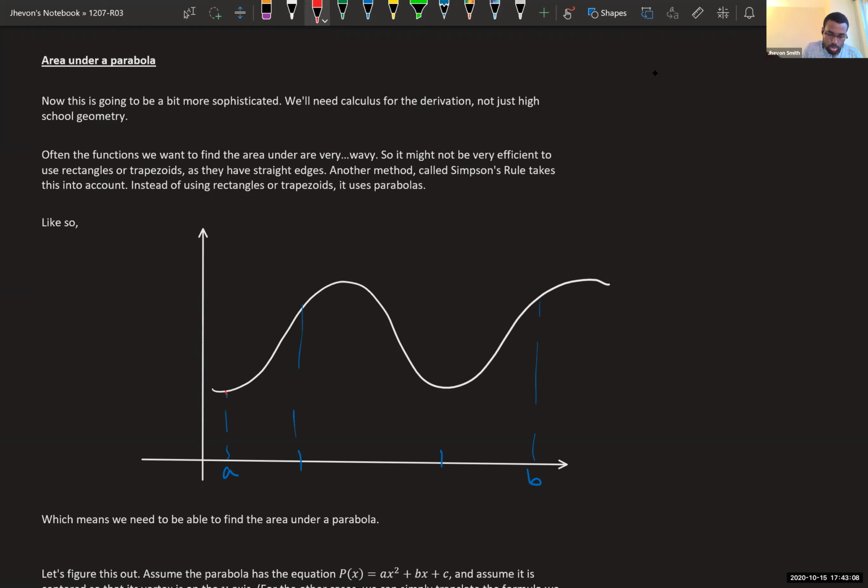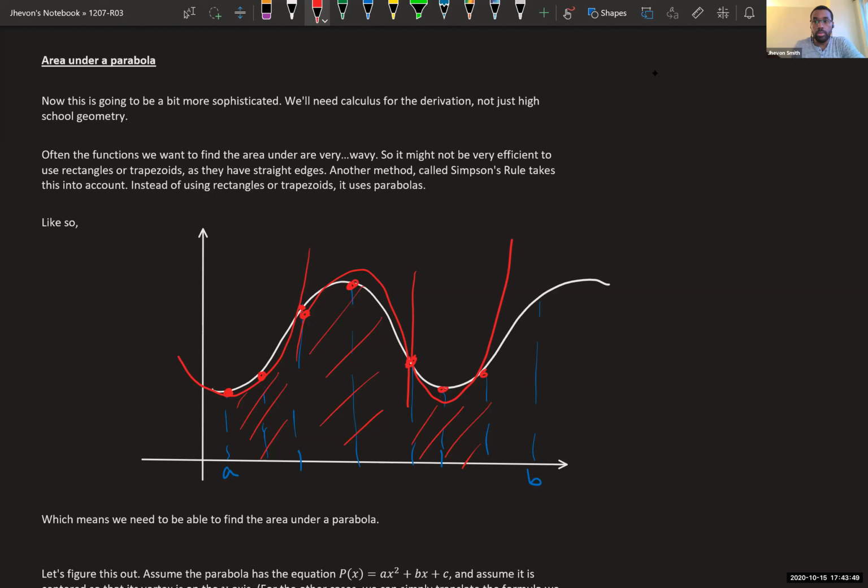And what you do now is actually plot parabolas that pass through these points, right? And then in between here, I can construct another parabola, right? It's not a line. So for a parabola, we need 3 points, right? And then I can draw a parabola here. And over here, I can construct another parabola passing through these 3 points, and I can draw a parabola here, and so on. And then I just find the area under these parabolas, right?